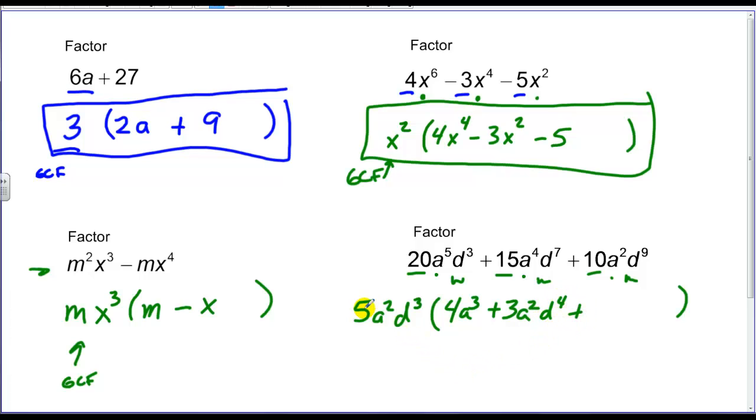I need an addition. 5 times what's 10? It's going to be 2. A squared times what is a squared? Well, that's just itself, so I don't need anything to multiply. And d cubed times what is d to the ninth? That's d to the sixth. And that's my factoring.